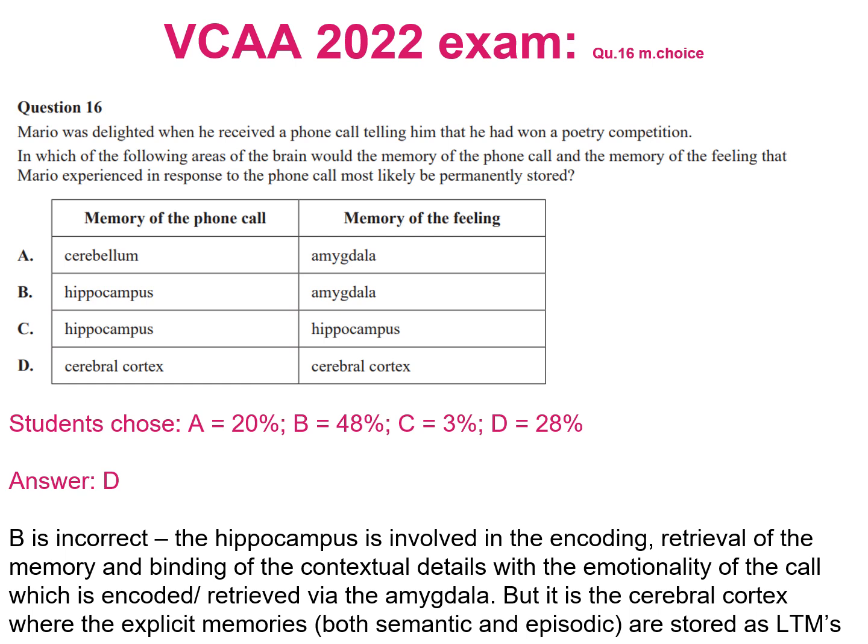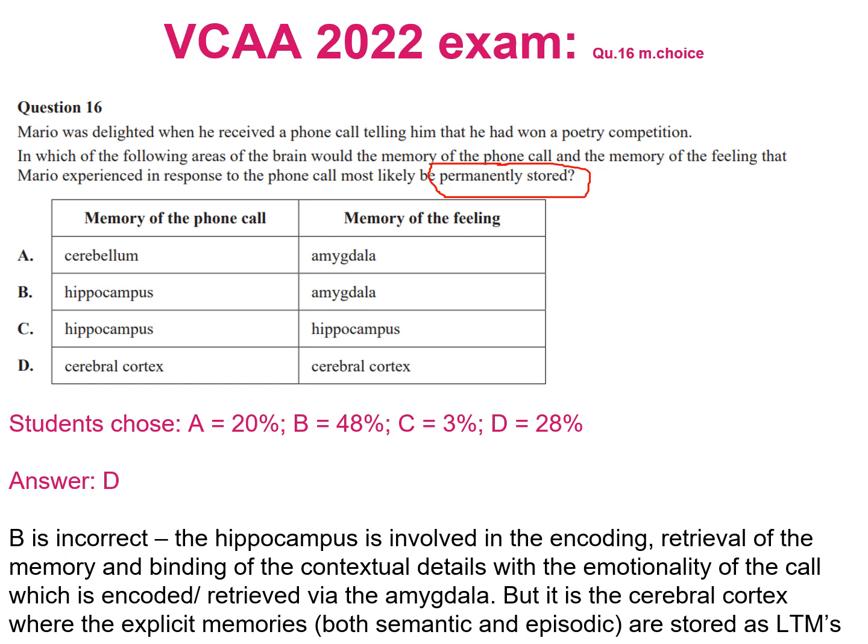This really stumped students. So Mario, he's won a poetry competition, and the question's asking which brain structure is responsible for the memory of the call, which is largely semantic, and the memory of the feeling, which is largely episodic. Now, what students have missed here is where is it permanently stored? If the question had asked about which of these brain structures would be responsible for the consolidation or retrieval of it, then we get B as your answer, but stored makes it a different question.